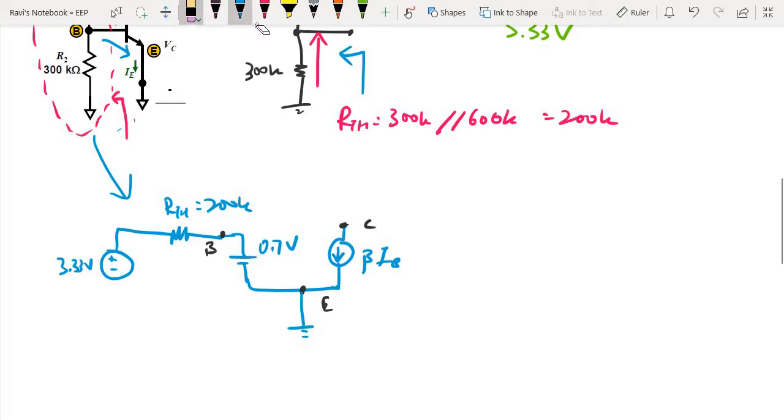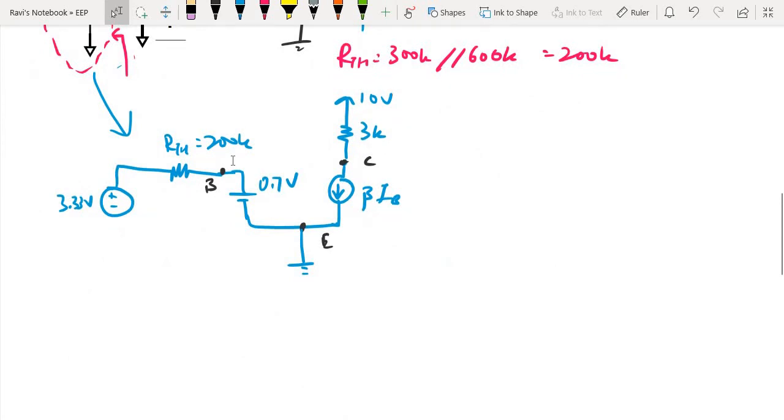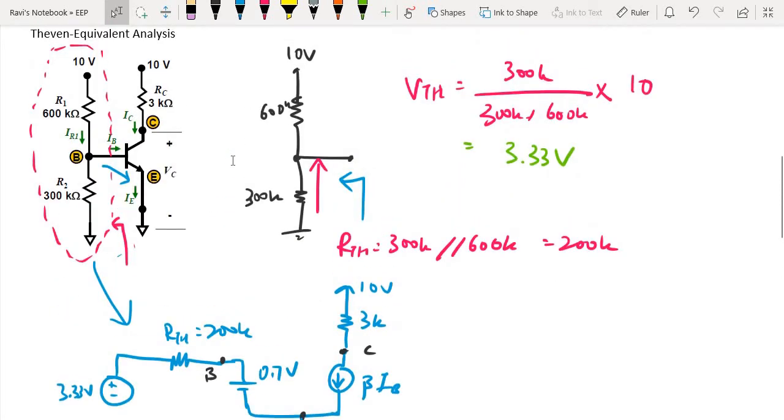Let me use the same color here. A 3K resistor pulled up to 10 volts. Sorry. All right, so that is what you have over here. So what I've done is I've converted the original circuit to a Thevenin equivalent circuit.